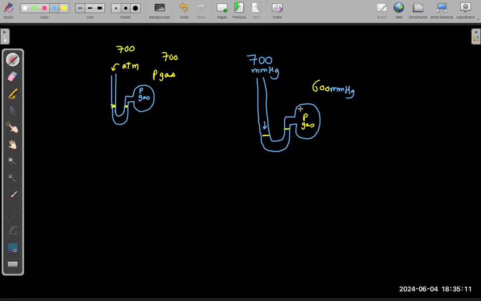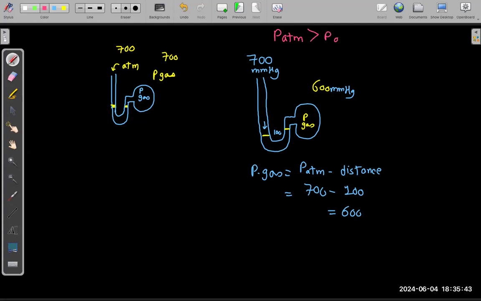So in summary, if you want to find out the pressure of the gas here, all you have to do is subtract, right? You will take the difference. So the difference is 100. So subtract the distance from the pressure of the atmosphere, and you will get the pressure of the gas. So in our example, 700 minus 100 is equal to 600 millimeter Hg. What this means is that the pressure of the atmosphere is more than the pressure of the gas.